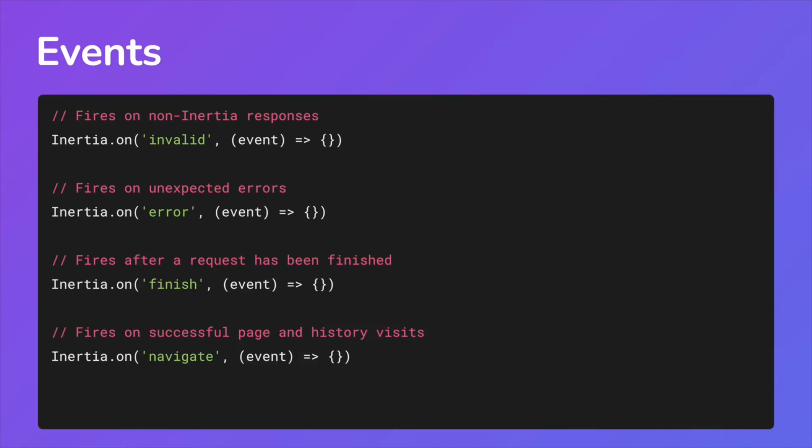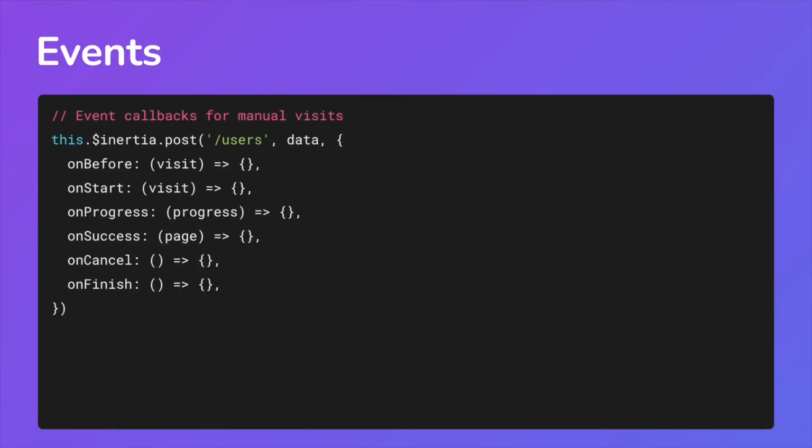The events start, invalid, and error can also be cancelled by calling event.preventDefault. This is useful for overriding Inertia's default behavior, such as rendering non-Inertia responses in a modal on top of your page. Most of these events are also available as callback functions when making a manual visit. Very often, you can use these instead of the global events that I just showed you.